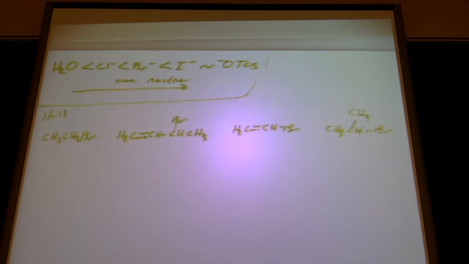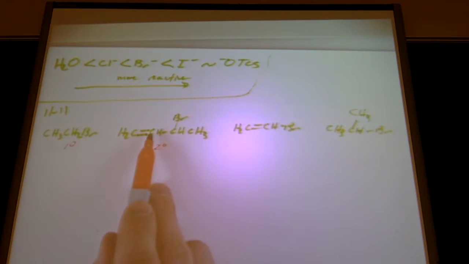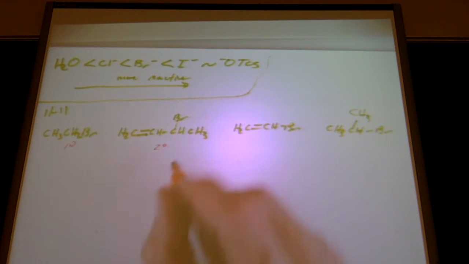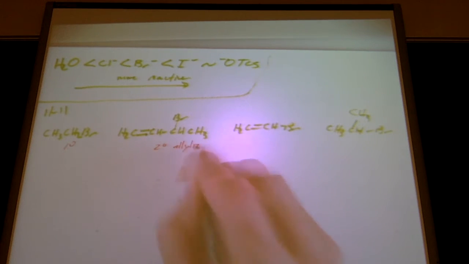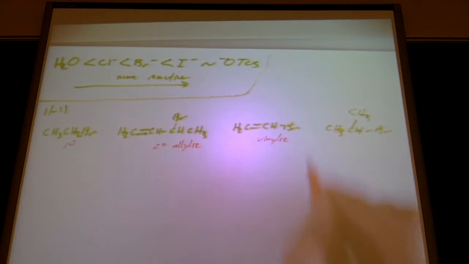So 11-11, rank the following substances in order of their expected SN1 reactivity. What I'm going to look at is the substitution. This carbon's attached to one other carbon, so that's primary. This one's attached to two, it's secondary, but it's also adjacent to a double bond, so it's allylic. This one's attached directly to the double bond, so that makes it vinylic, and those are unreactive.